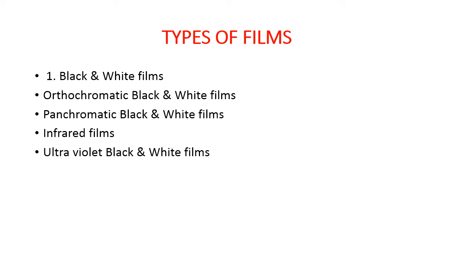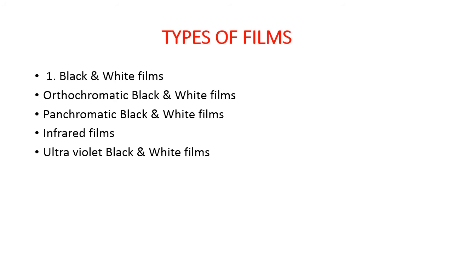Infrared films are particularly used when the area is hazy. Infrared can penetrate through the haze and improve the quality of the picture. For identification of vegetation species, infrared films are used.